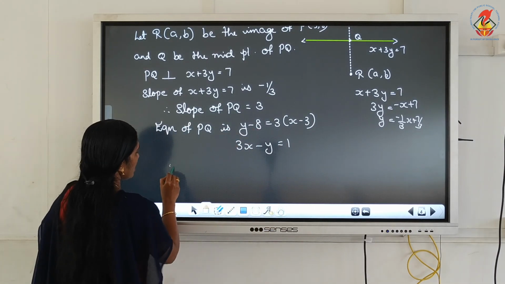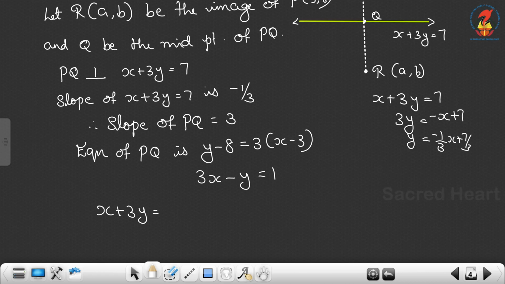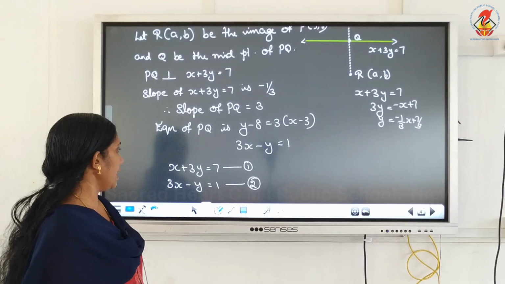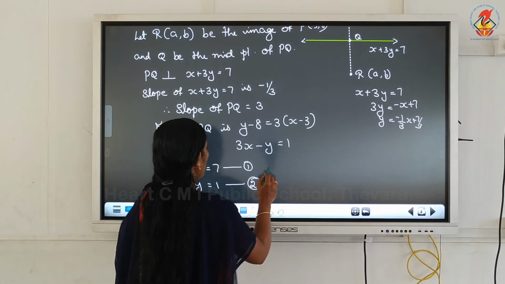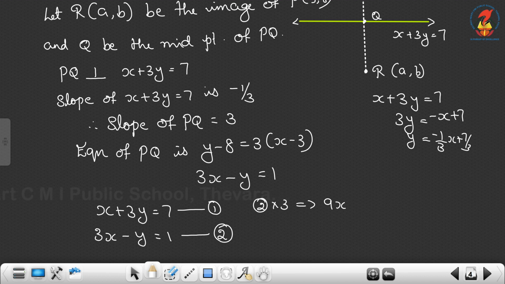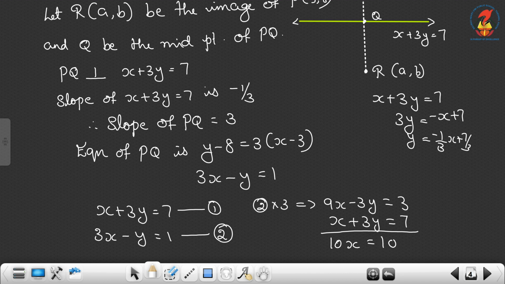So, the equation x plus 3y is equal to 7 is the first equation, and 3x minus y is equal to 1 is the second equation. Solve these two, so we get Q. We can multiply the second equation by 3, giving 9x minus 3y is equal to 3, and the first equation is x plus 3y is equal to 7. So, when we add, 10x is equal to 10, or x is equal to 1.